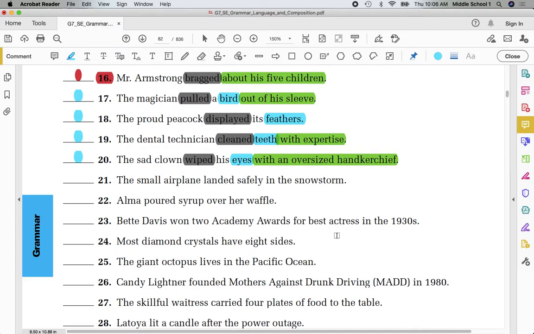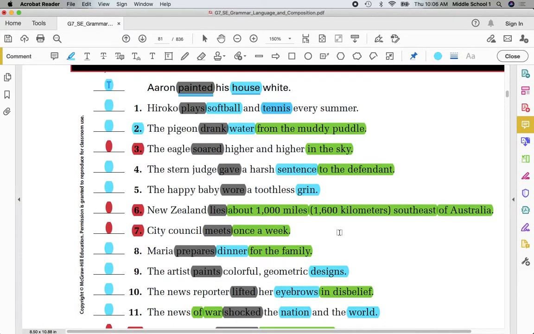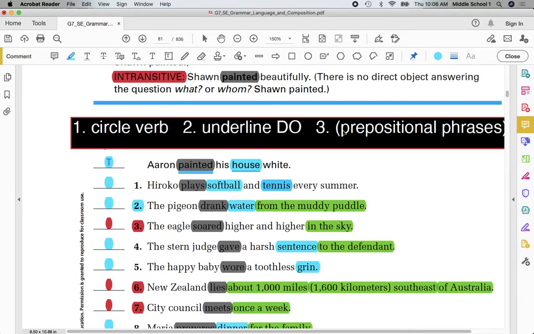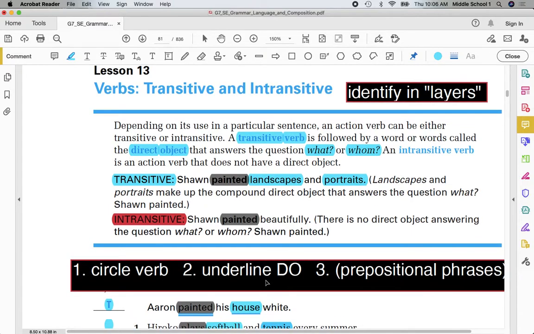My takeaway from today is that sentences can contain verbs. In the sentences that contain a noun that follows the verb, we call it transitive. If there is no noun that follows the verb, we call it intransitive. And I also remember that in some sentences, there are prepositional phrases. Tomorrow, we will continue by reviewing transitive and intransitive verbs.